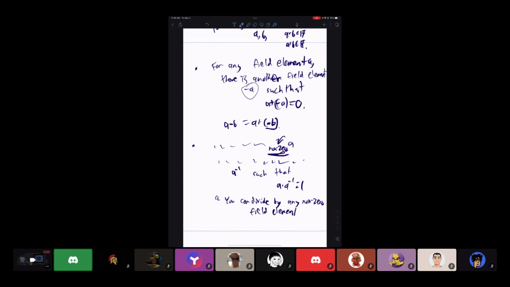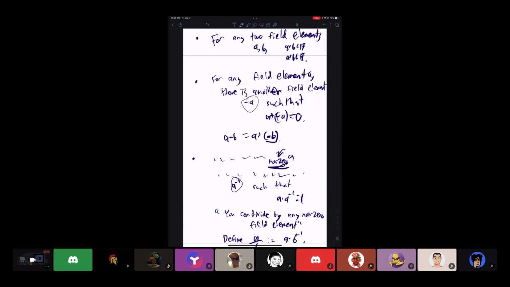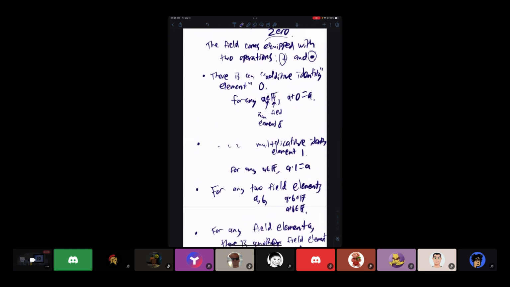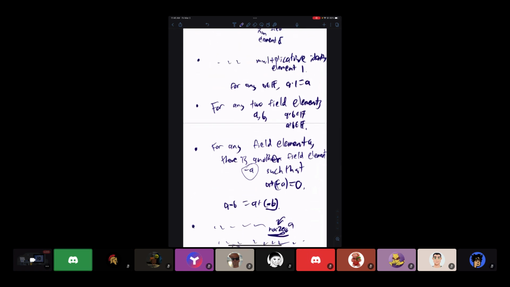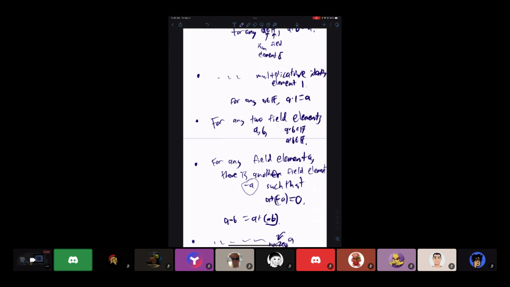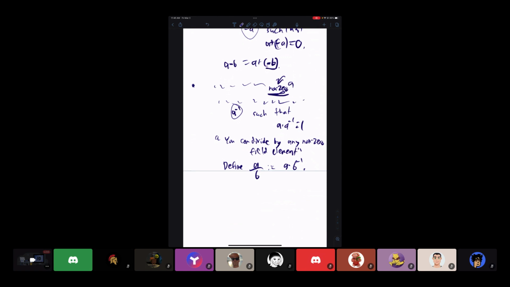That is, I can define A divided by B, if B does not equal 0, to be A times this multiplicative inverse of B. Okay. So I think that's everything required of a field. These bullet points are just formalizing the requirements that you can take any two field elements and add, subtract, multiply, and divide them. Of course, you can't divide by 0. Okay, so that is a field.